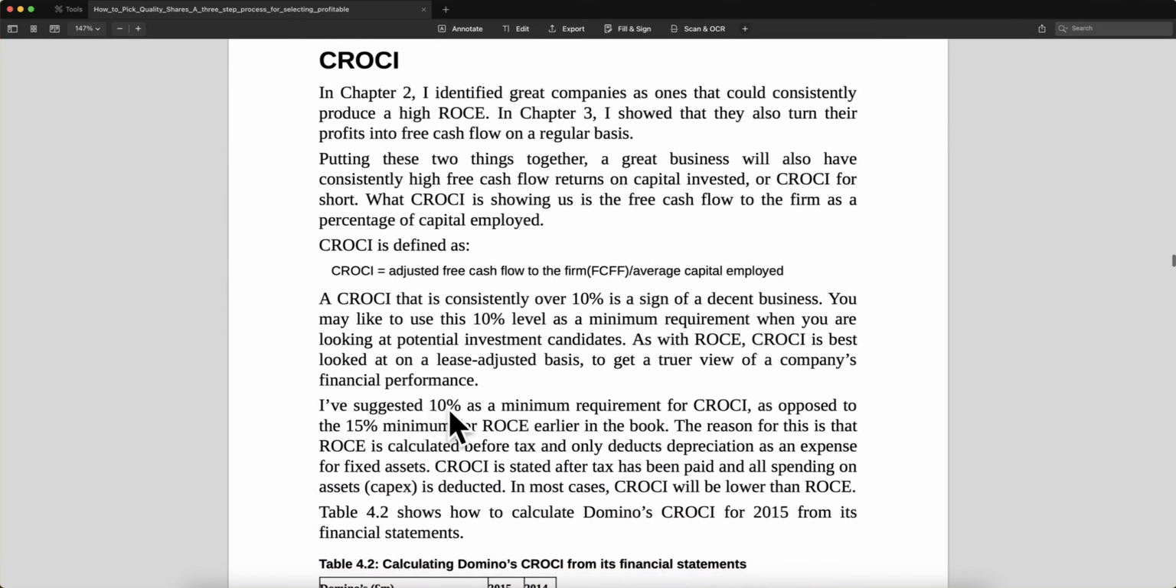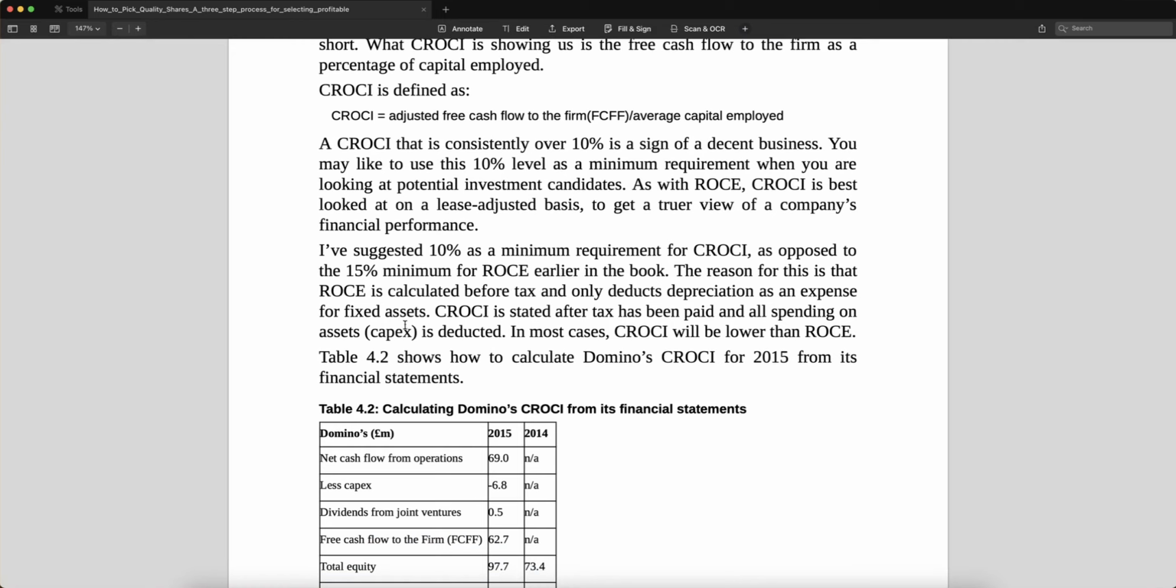So anything between 10 to 13% in the Indian context is good. Beyond 13% is very difficult to find. Less than 13%, that means you are not generating a good amount of cash flows. So he says, I suggested 10% as a minimum requirement for this. I suggest for India anything between 8 to 13% is a good number.